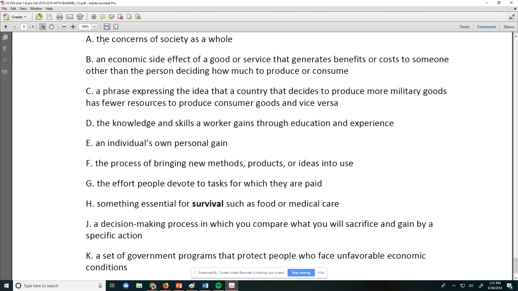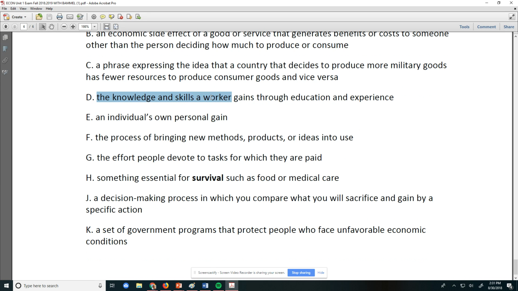A, the concerns of society as a whole. B, an economic side effect of a good or service that generates benefits or costs to someone other than the person deciding how much to produce or consume. C, a phrase expressing the idea that a country that decides to produce more military goods has fewer resources to produce consumer goods, and vice versa.